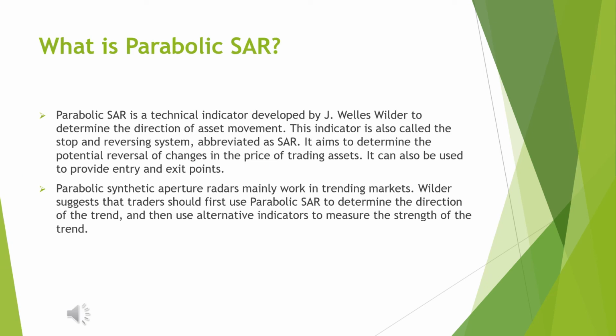The parabolic SAR is typically depicted in an asset chart as a series of dots near the price bar. Where these dots are above the price, it usually indicates a downward trend and is regarded as a sell signal. As the dots shift below the price, it indicates that the asset direction is upward and that it's time to buy. For example, we can see that some dots appear in the chart. So from those dots, we know the best time to buy and sell the asset.